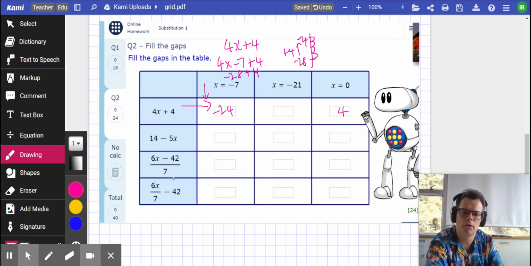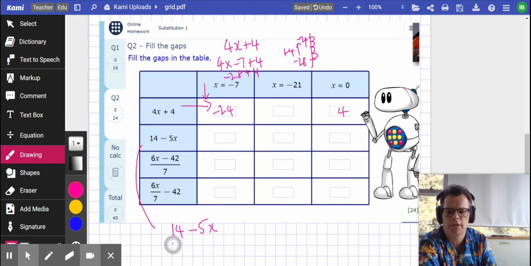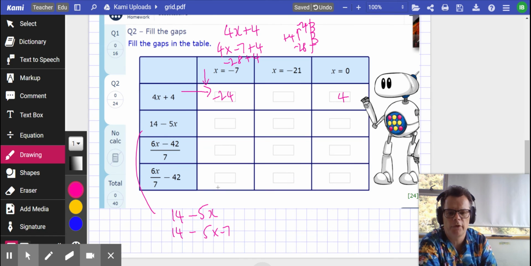And then these are a bit tricky, and I can answer this when you get there. 14 minus 5x. When x is negative 7, that's 14 minus 5 lots of negative 7. What's 5 lots of negative 7? 5 sevens are 35. So 5 negative 7s are negative 35. And you've got 14 minus negative 35.